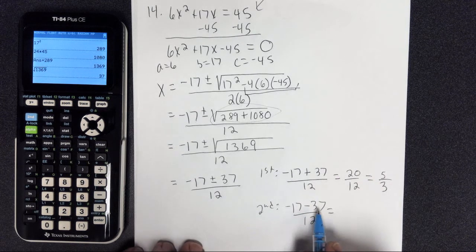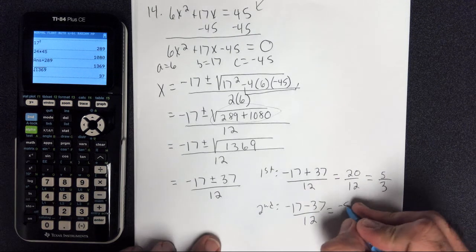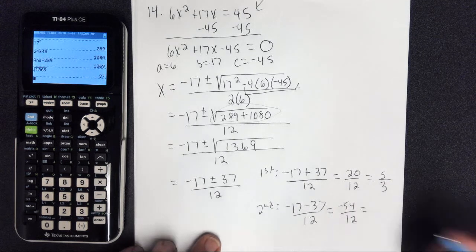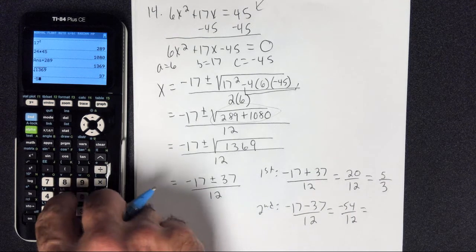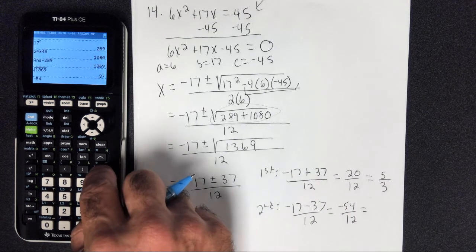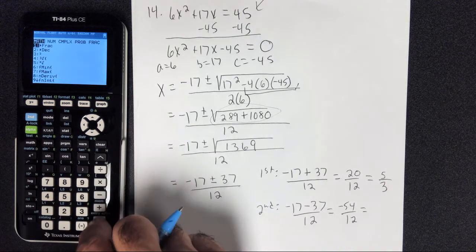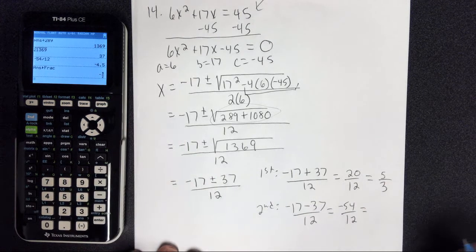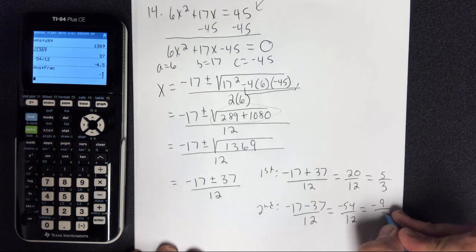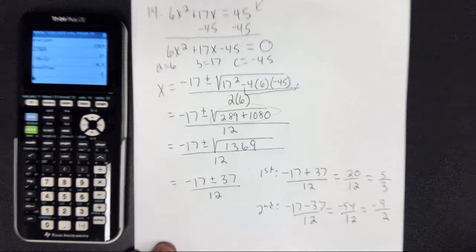So let's see, that's negative 54 over 12. If you don't like simplifying fractions, just do negative 54 divided by 12, hit enter, and then do math, enter twice, and that turns into negative 9 halves. So they took the 6's out of that, okay?